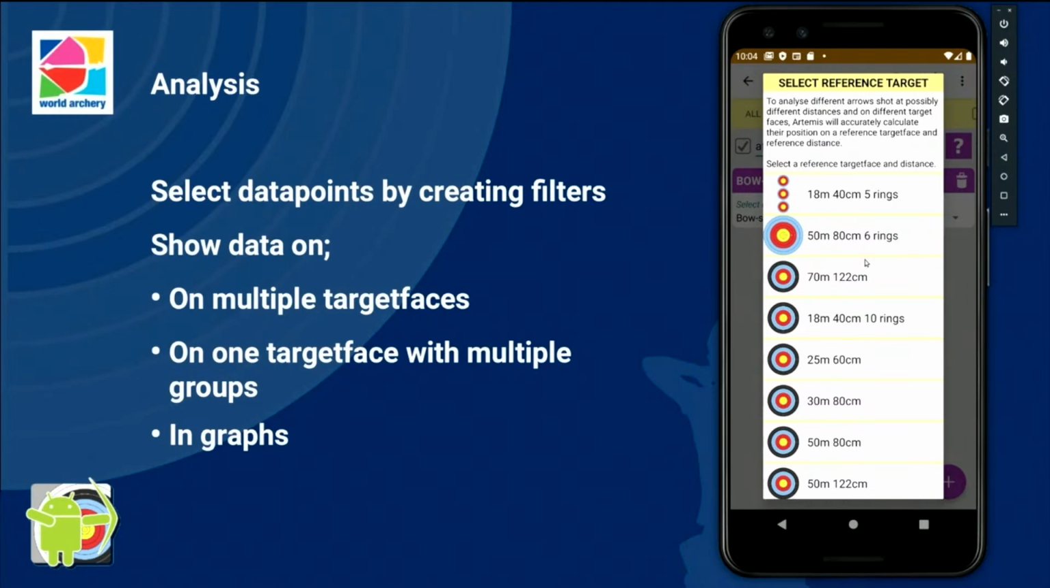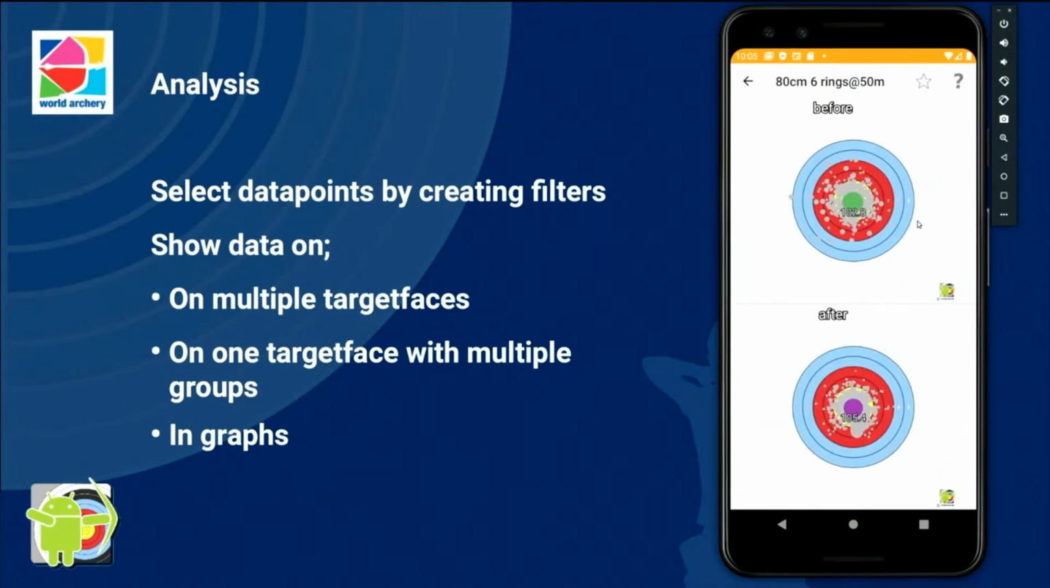As I said, it's a field archer, so she would have shot these data sets on many different distances and many different target faces, so it would be really difficult to compare the two data sets. Artemis can help you by calculating where every arrow would have landed if it had been shot at, for example, 50 meters. Or 70 meters, so you can pick a distance here, then Artemis will calculate where the arrow would have gone if it had been shot at 50 meters. So we can do a really good comparison. So suppose we choose 50 meters, we get a result like this.